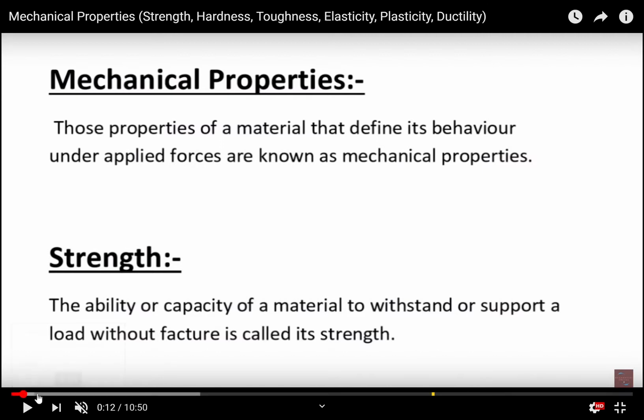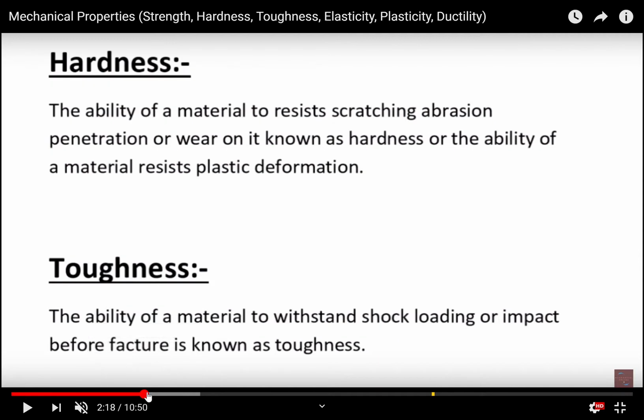So that's your strength. If we go further through this video, we come up against another definition, and that definition is hardness. Now, hardness is the ability of a material to resist scratching or abrasion, penetration or wear. So the ability of a material to resist those things, abrasion and wear, is known as hardness. They usually test that on what's known as the Mohs scale from 0 to 10, 0 being, I think, talc, and 10 being diamond.